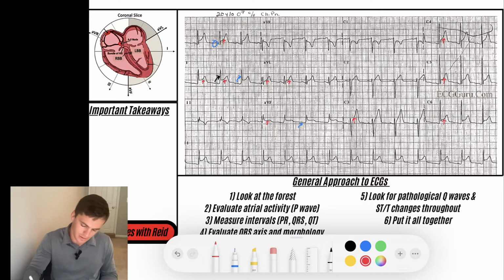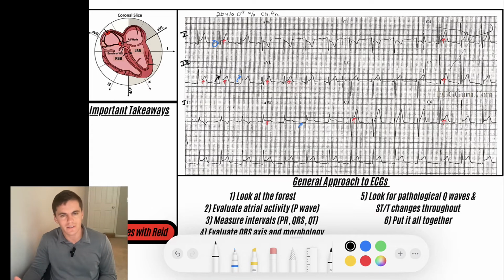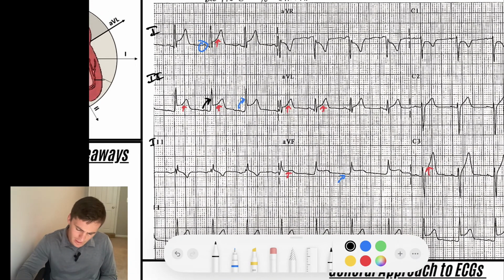So I think some of the labels got cut off. This right here is lead 1, and this right here is lead 2, and this right here is lead 3. So we've got diffuse ST segment elevation. Let's take a look at that ST segment. Well, you can see this nice concave up, this concave ST segment, right?